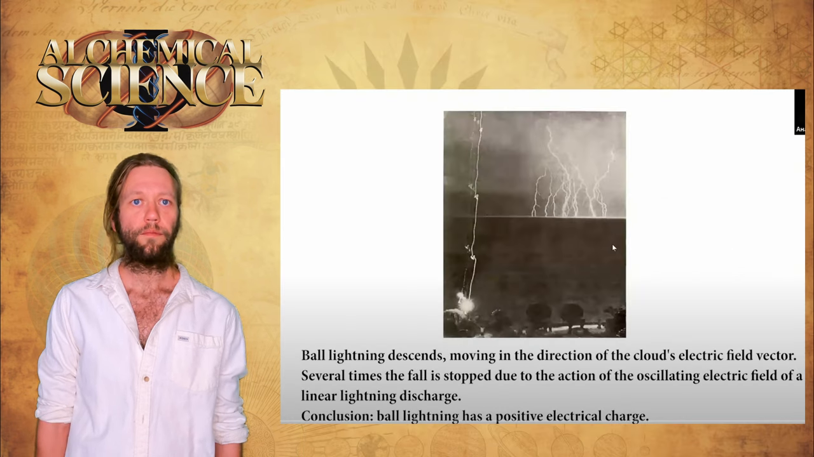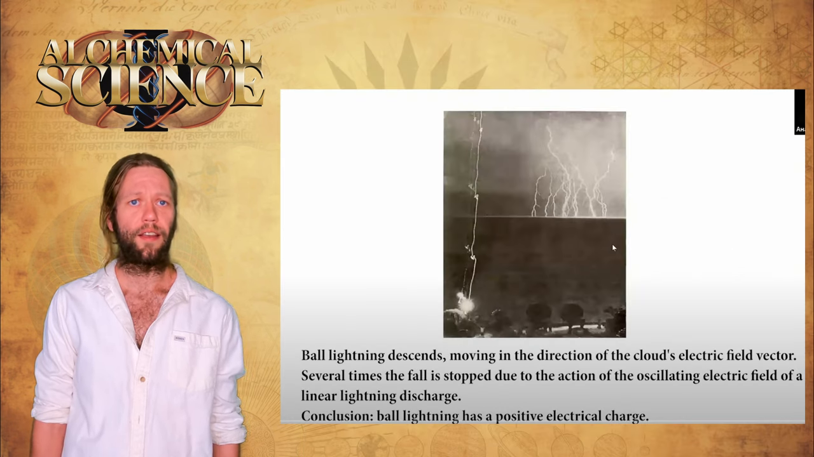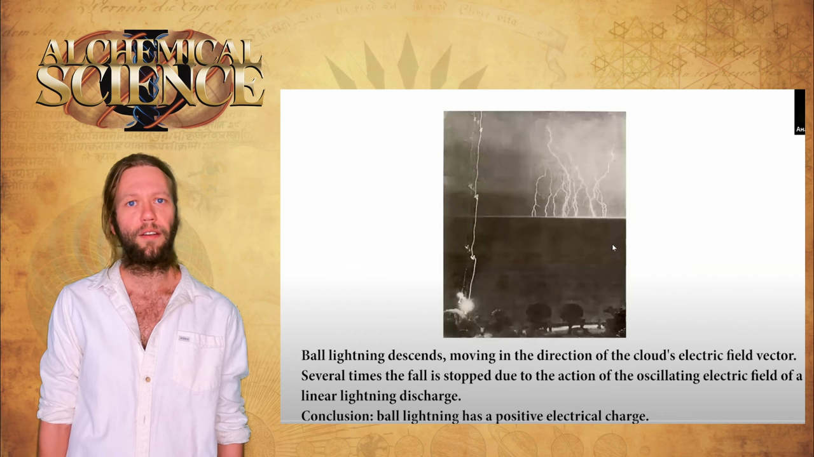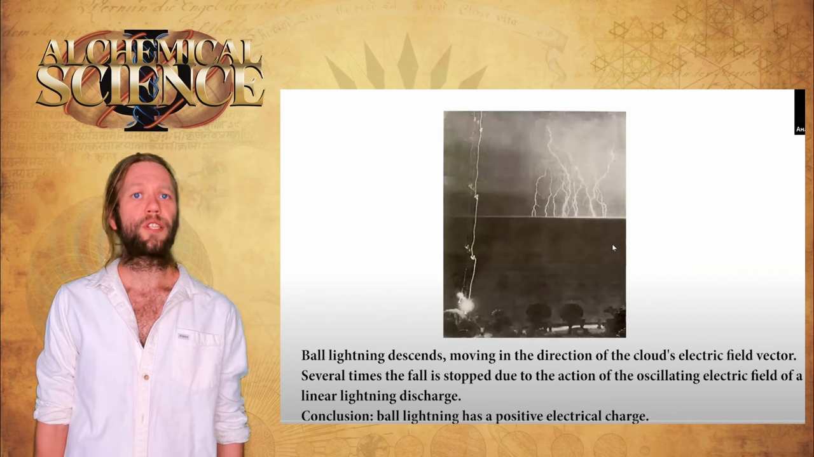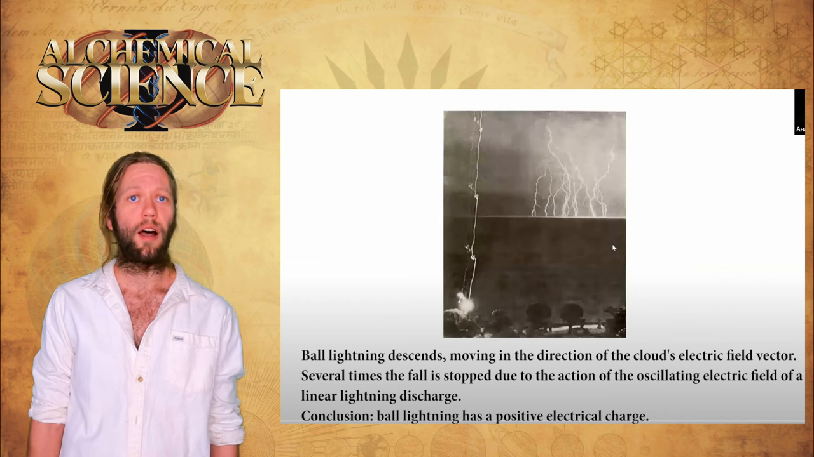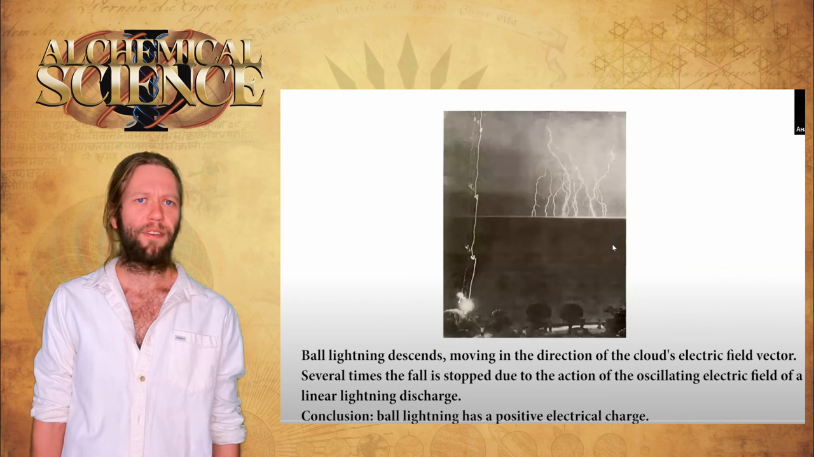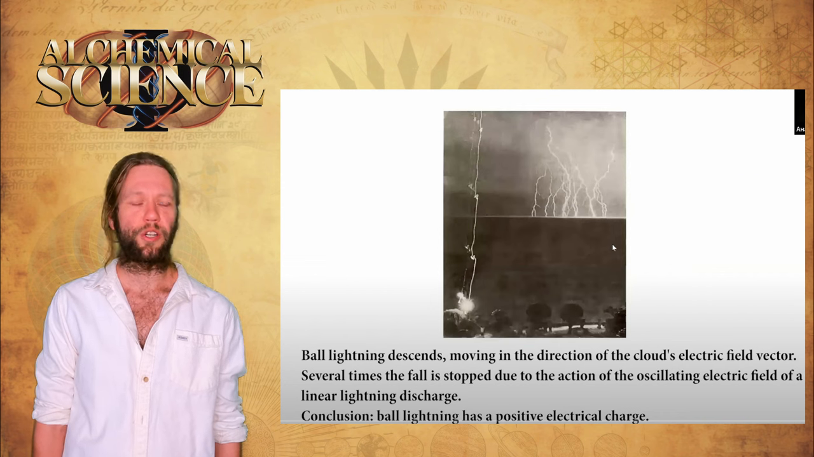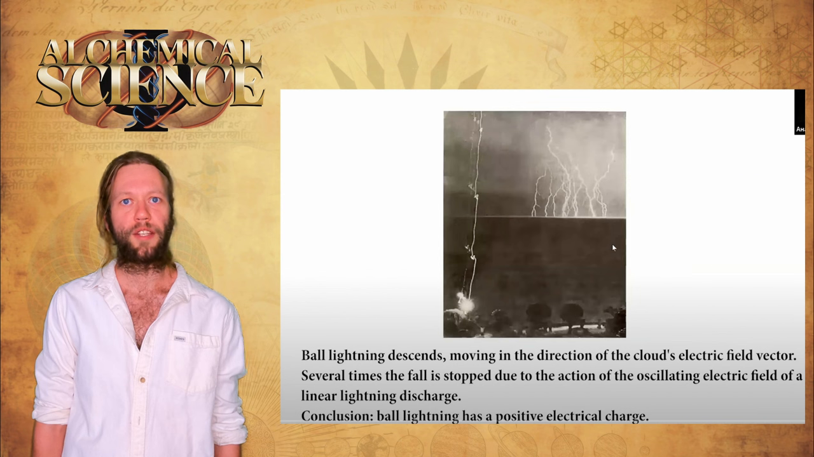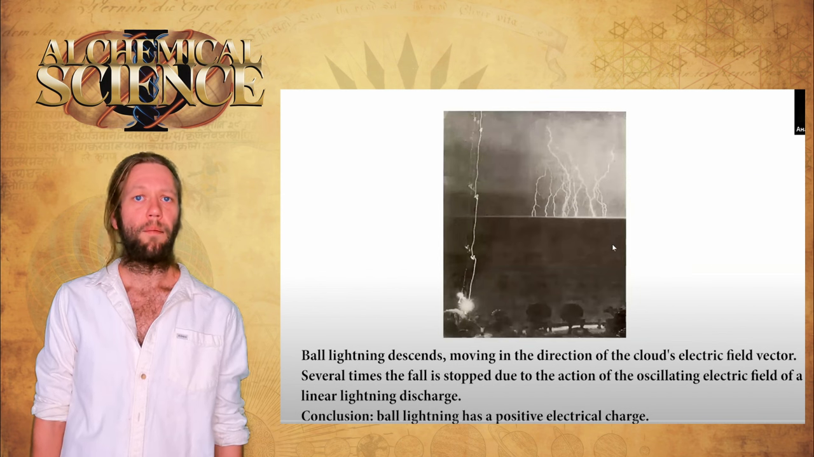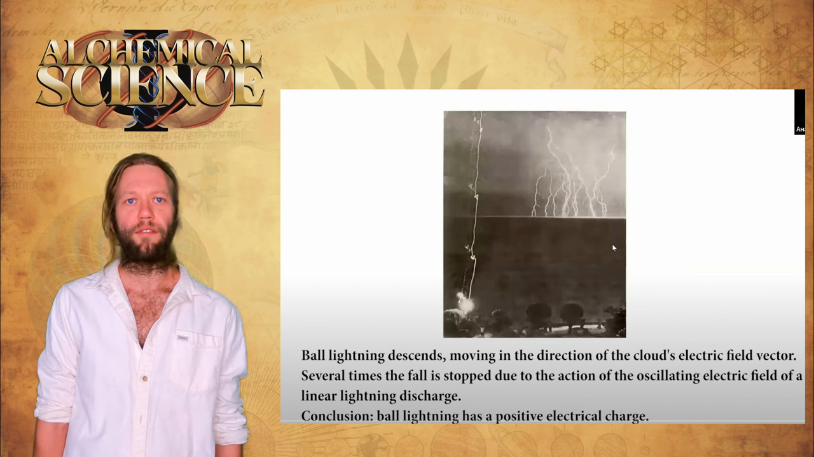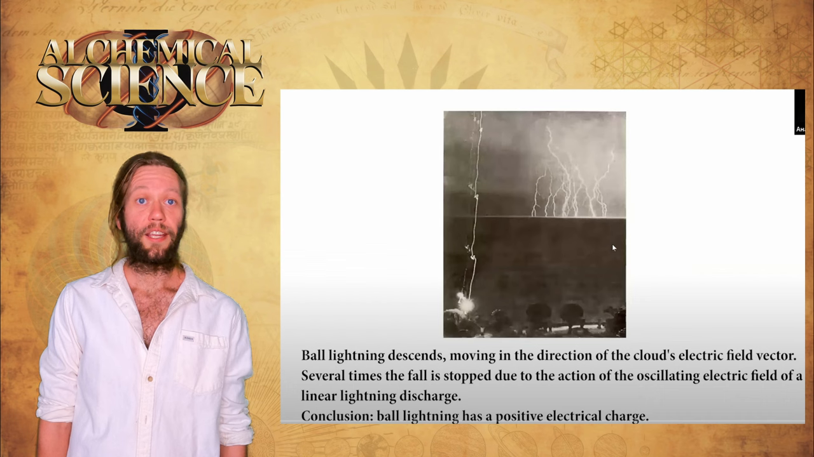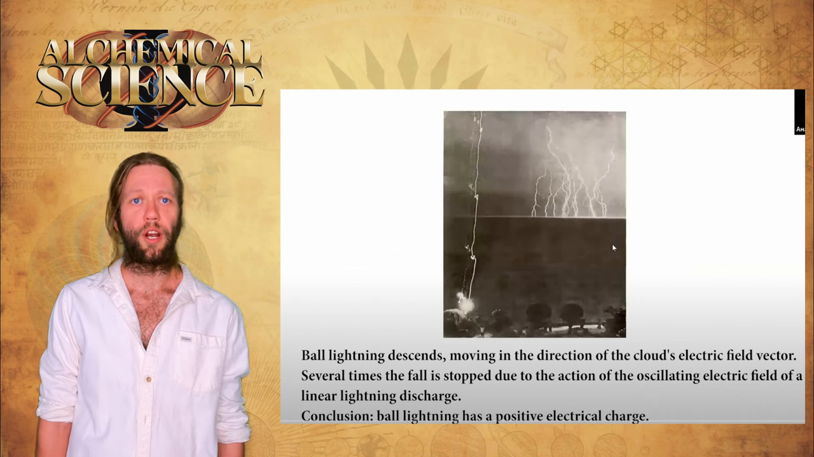And this is a famous photograph taken in the 60s in Australia again by a Russian this time, I gather, from the conversation, although the translation's a little hard to decipher at this point. We see the ball lightning flash and explode at the bottom after pausing at several points where it fell. I found it too difficult to decipher the almost gibberish English translation from this part of the video, at least in my transcript. But according to the text on the image, ball lightning descends, moving in the direction of the cloud's electric field vector. Several times, the fall is stopped due to the action of the oscillating electric field of a linear lightning discharge. He concludes that ball lightning has a positive electrical charge.